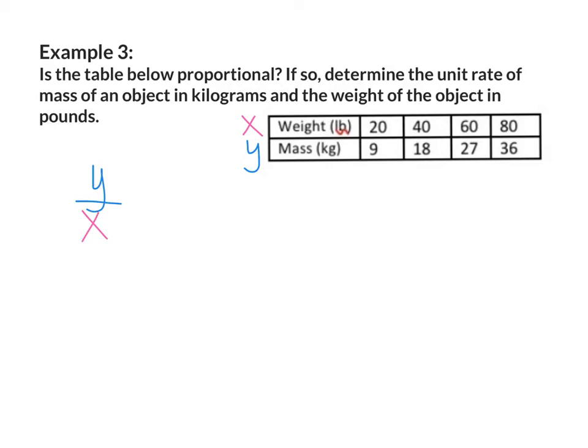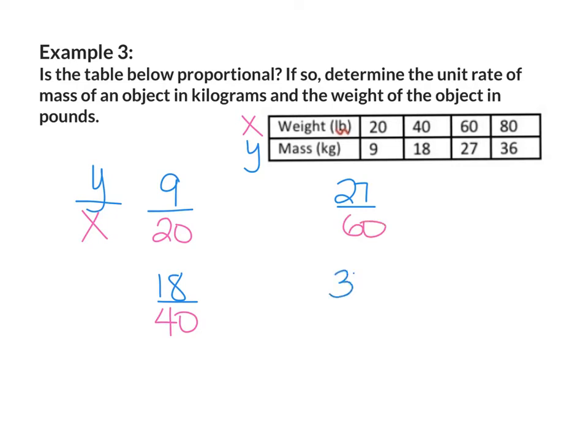So I have 9 divided by 20. I have 18 divided by 40. I have 27 divided by 60. And I have 36 divided by 80.